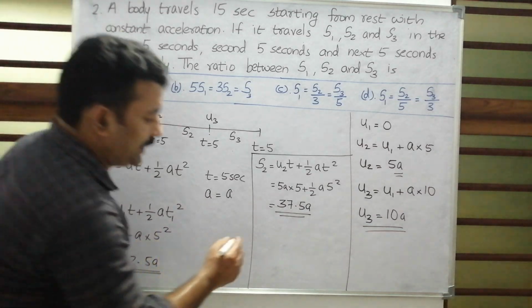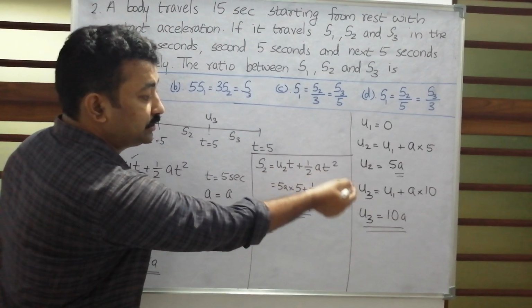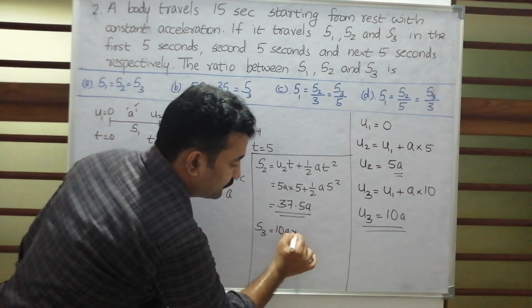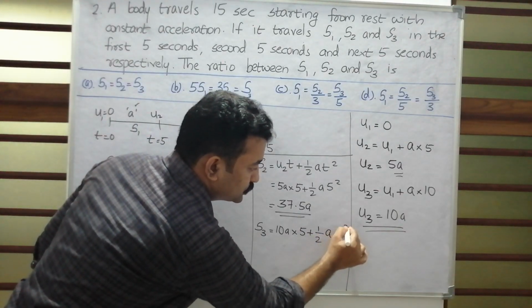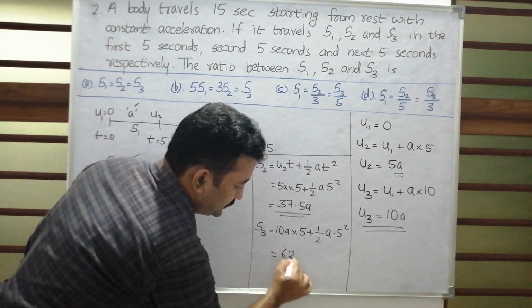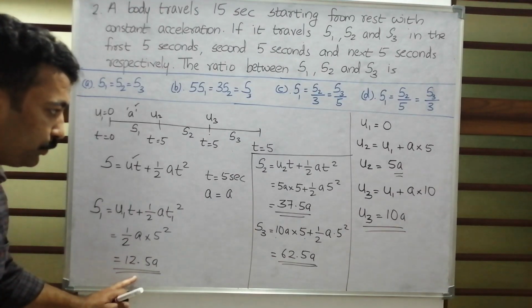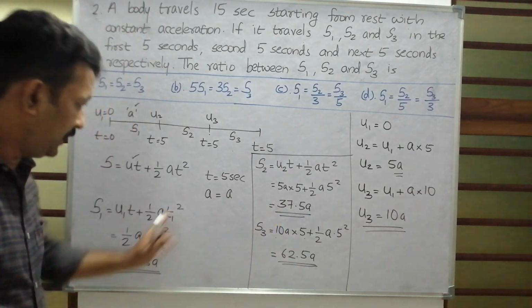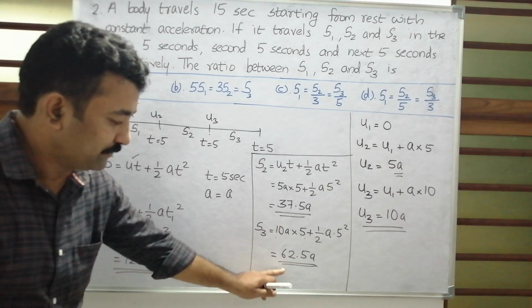Similarly, you can proceed with S3. What is S3? S3 is u3t. What is u3? That is 10a. t is 5, plus half a 5 square. This is 50a plus 12.5a, 62.5a. You got S1 as 12.5a. S2 is 37.5a, that is 3 times S1. S3 is 62.5a, that is 5 times S1.